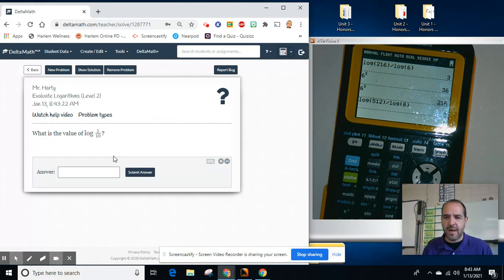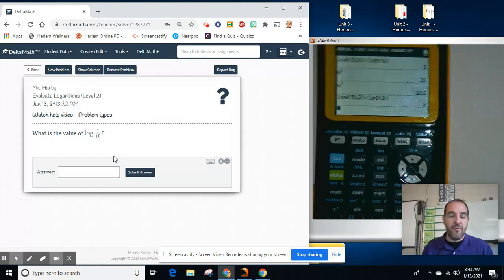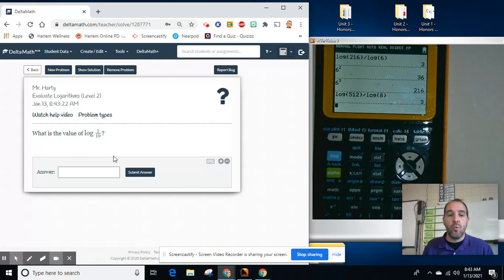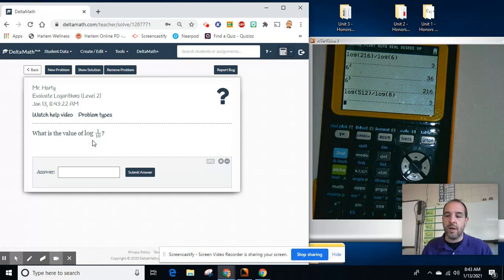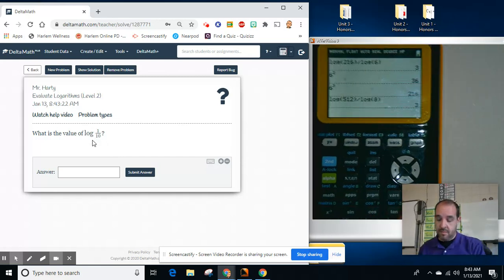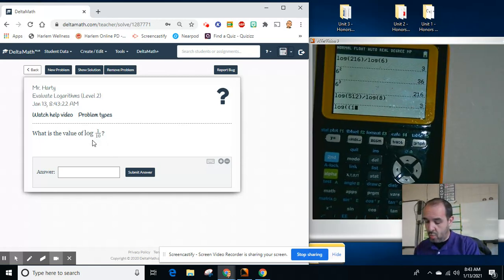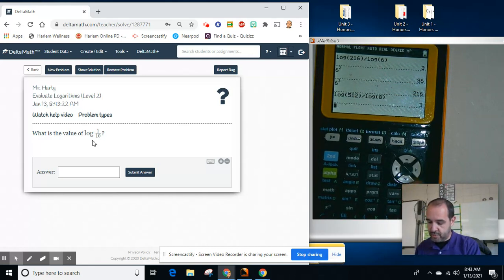Now, if you think about that for a second, the first question you've got to remember is, what is my log base? What's my little number that's normally down here when I don't see one? It's 10. So log 1/10, oh dear, I've got too many of those going in here. Log of 1/10 divided by log of 10.